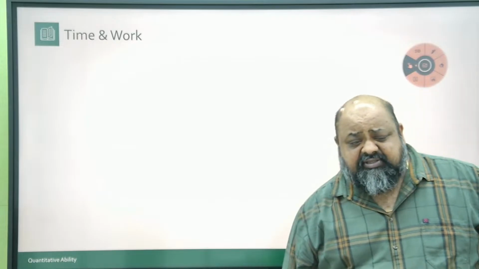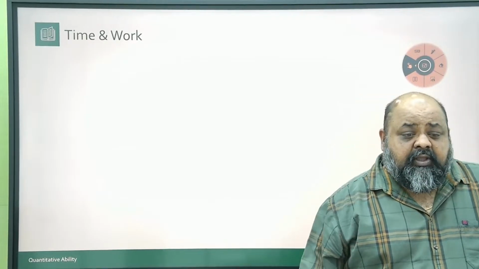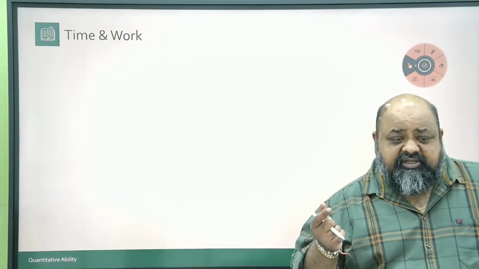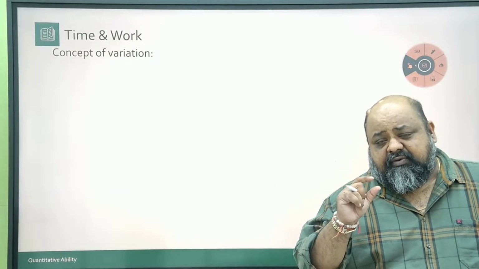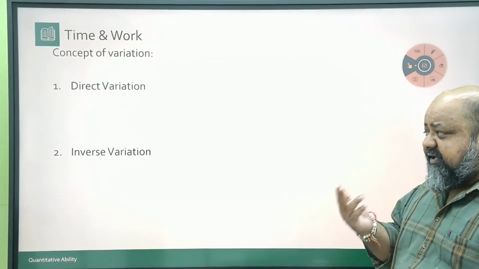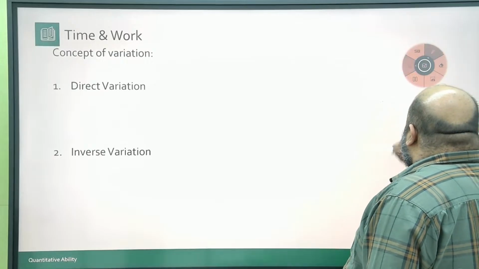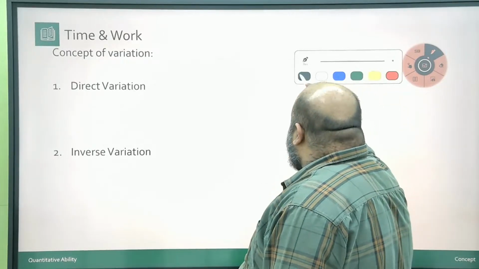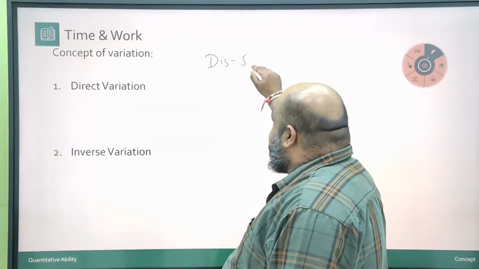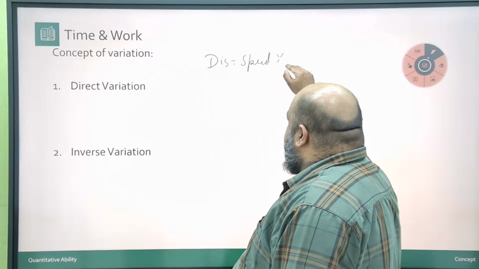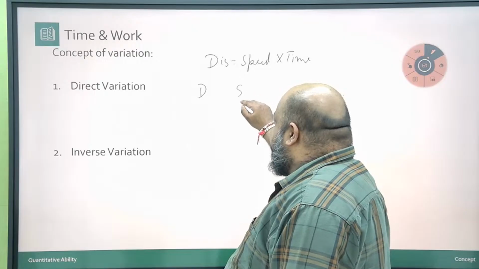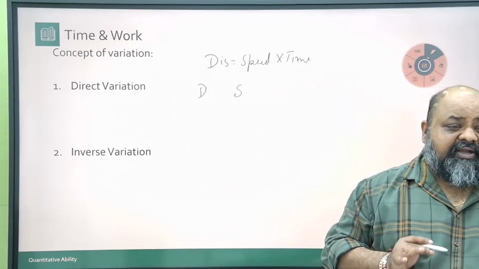Now, when we look at questions on equal efficiency, the questions majorly boil down to the idea of variation. What is variation? Variation is how two variables vary with respect to each other. Variation can be direct or inverse. What is direct and inverse variation? Just to give you a brief, direct variation is: distance is equal to speed into time. Okay, we know this. Now, if I say how is distance and speed related when time is constant?